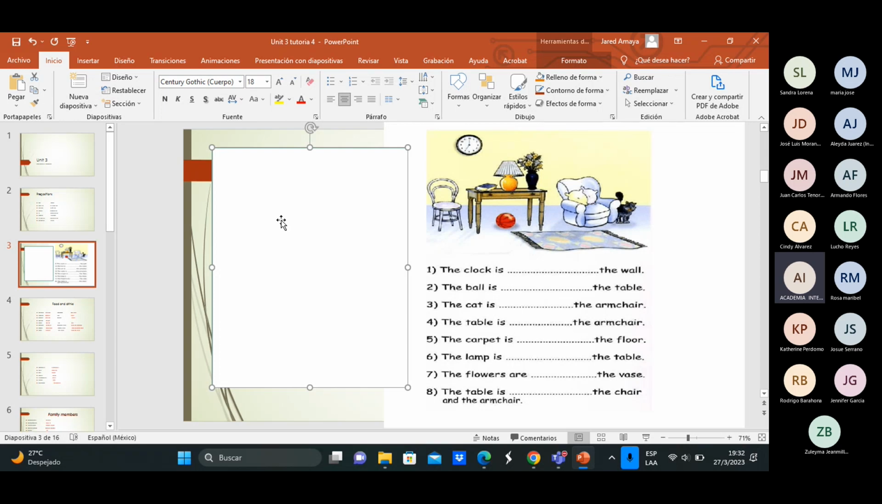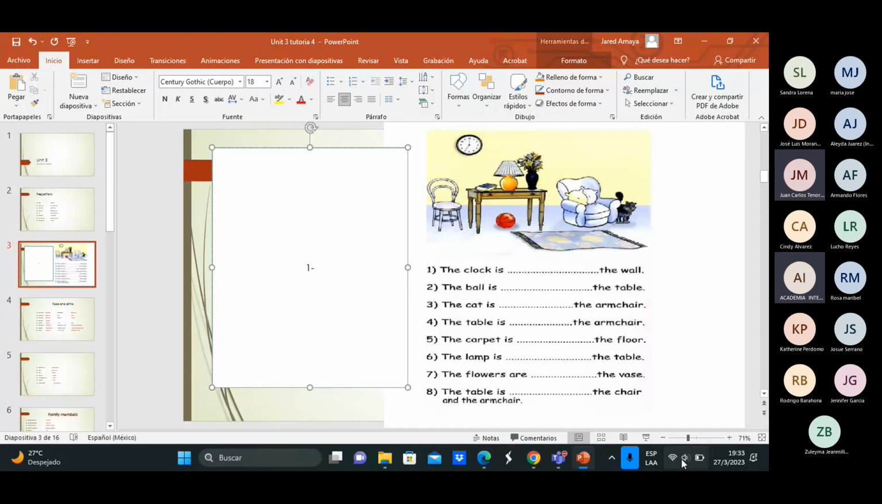Ahora, por ejemplo, hagamos la primera. Number one, it says: the clock is the wall. You can make the sentence right now. It doesn't matter if it's correct or not. Later on, we are going to see which one is correct and which one is incorrect. Okay, somebody say something. I couldn't hear you. Could you repeat it just one more time? Alguien dijo algo, pero no lo escuché. ¿Lo pueden repetir? Dijeron la oración, solo que no lo escuché muy bien.